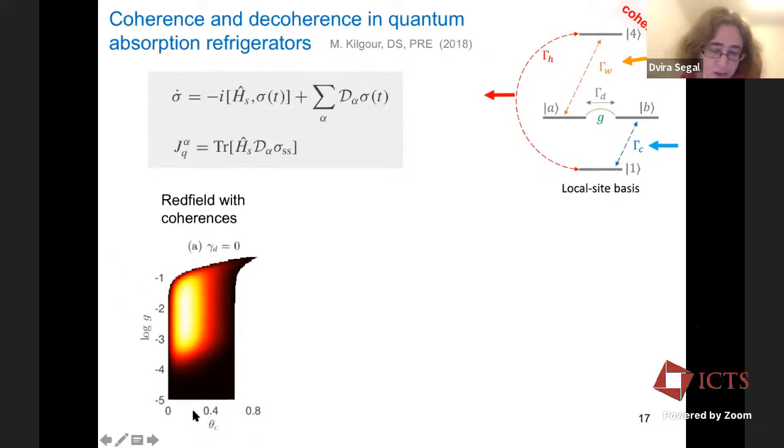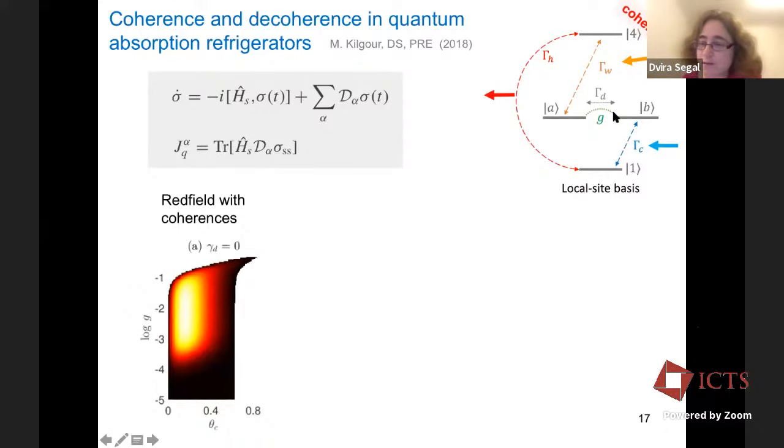So this is a contour picture where what you see here is theta cold. I would like to remind you that's the frequency of transition, the splitting between level A and B. And then G is this coherent coupling between the A and B levels. I forgot to put a color map, but where it's colorful, it means that the system is cooling. So when it's very bright, it means a great cooling machine. And this is obviously a log scale.